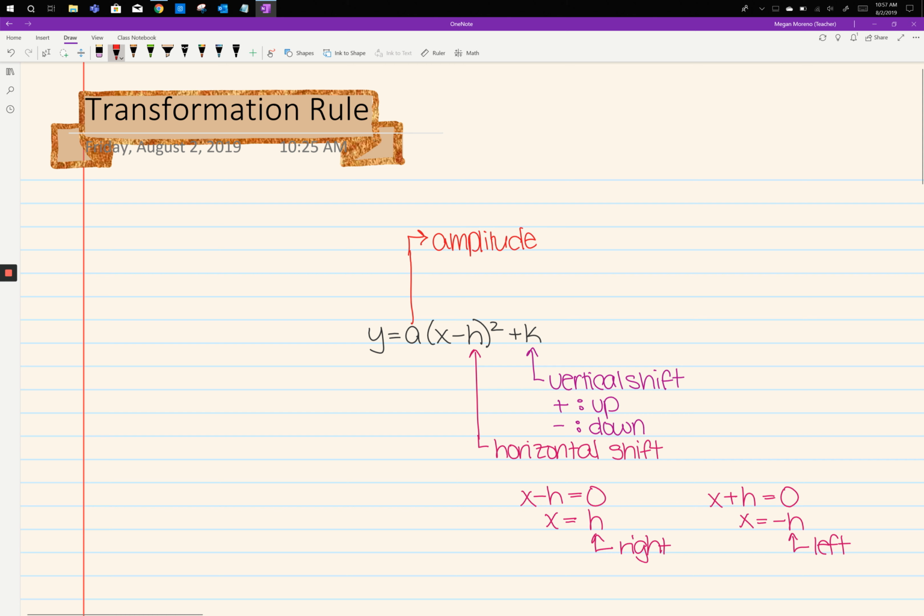Amplitude goes with the trig functions, and then compression and stretch goes with everything else, non-trig.